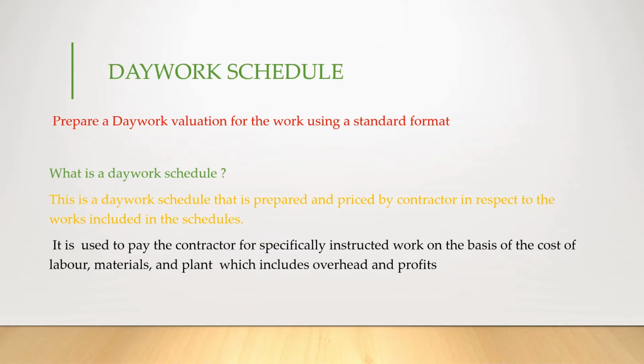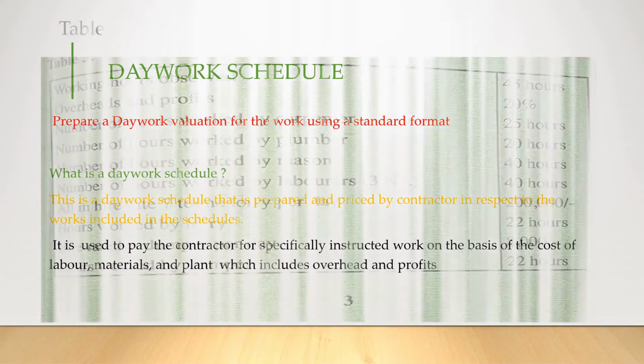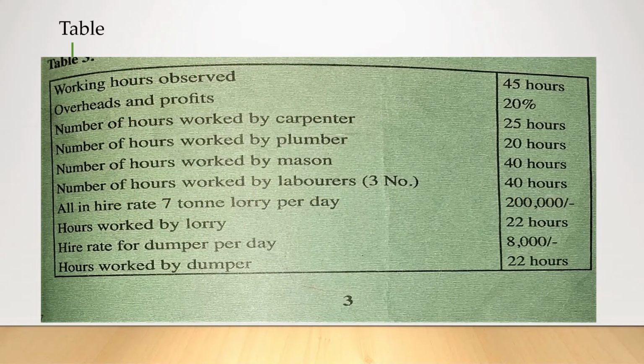So these day work schedules have components like labor, material, plant, and also an overhead and a profit. So we are going to see on the table that we are given so that we can prepare our day work schedule.